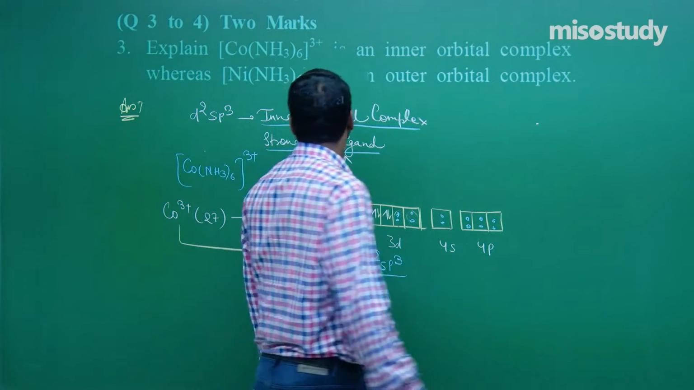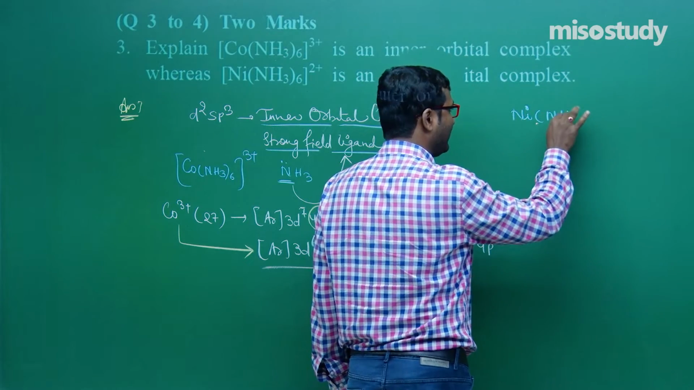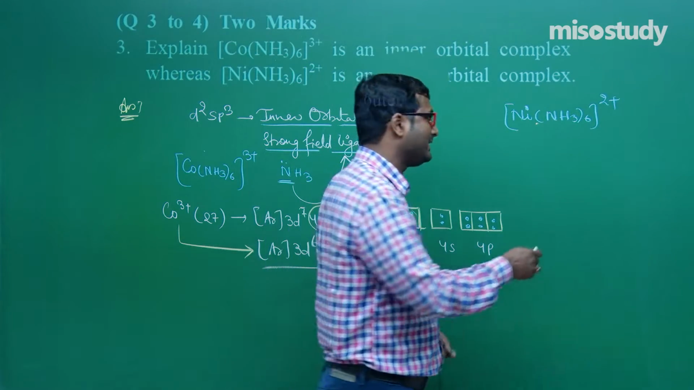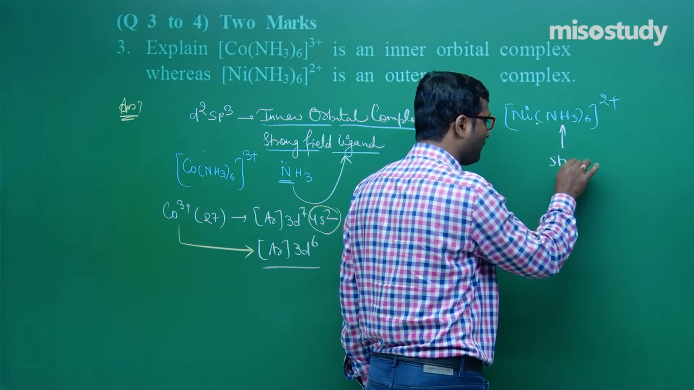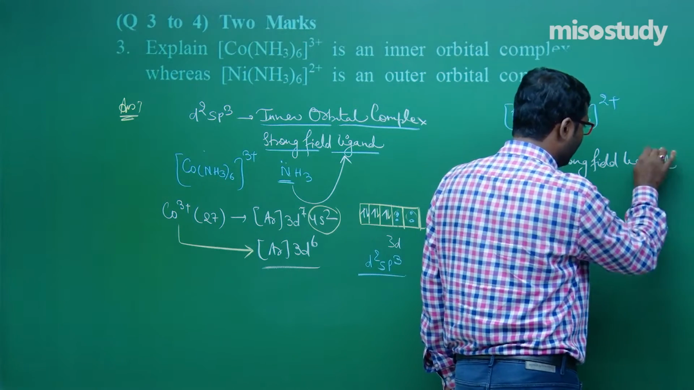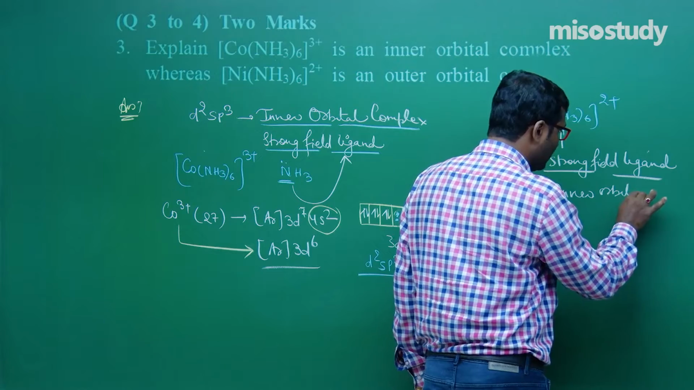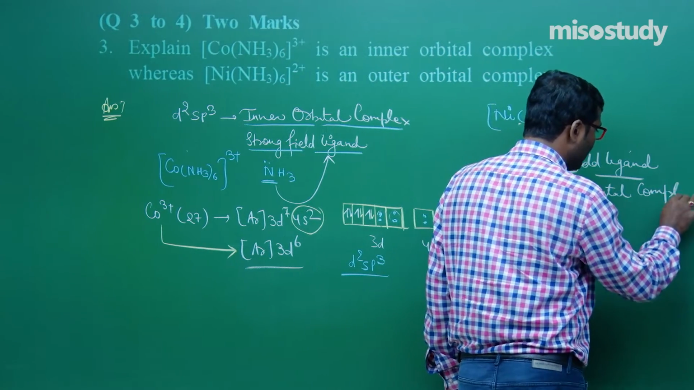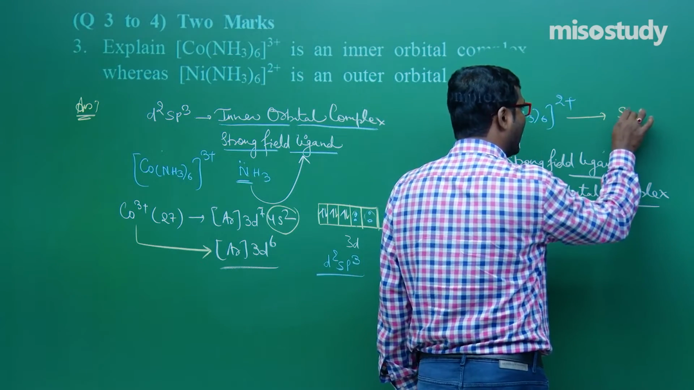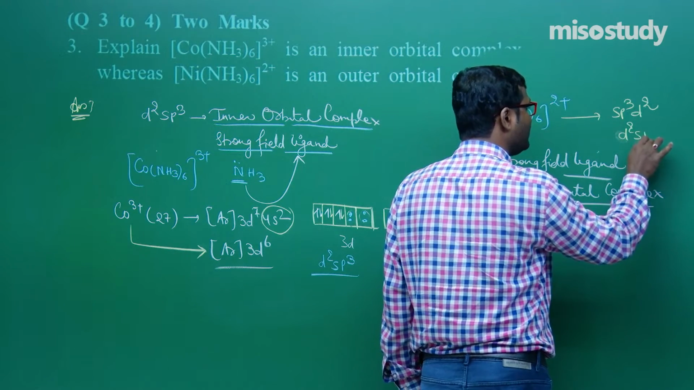Now moving here, if I write here [Ni(NH3)6]2+, yes. Look at here again, NH3 is a strong field ligand, yes, a strong field ligand. That means to say it again has a tendency to form inner orbital complex, clear. But what we observe here is that the complex is outer orbital, that is the hybridization is sp3d2. The hybridization is not d2sp3.